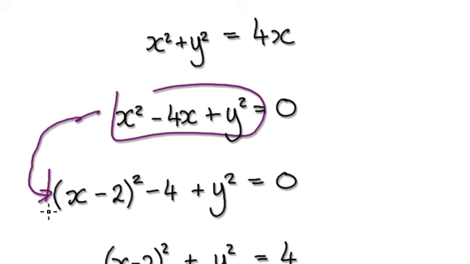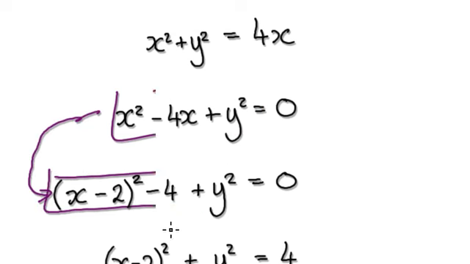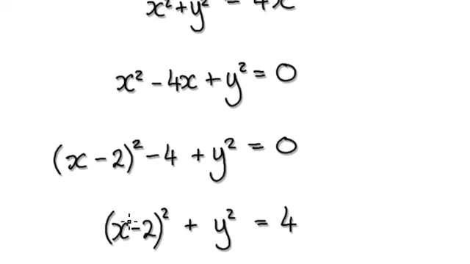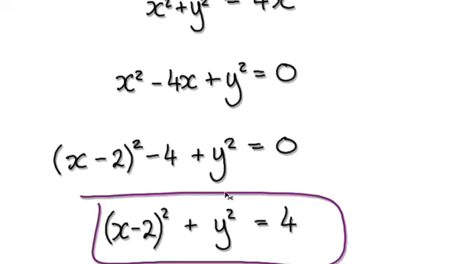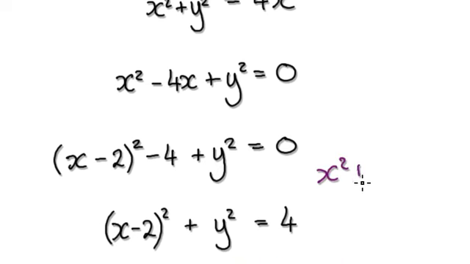Somehow complete the square. That will then take you to here, and now you can see once it's in this form here, it's of the form of a circle, but it's been moved across by 2, and it has a radius of 2. Okay.